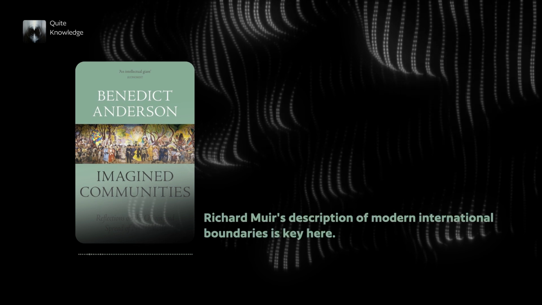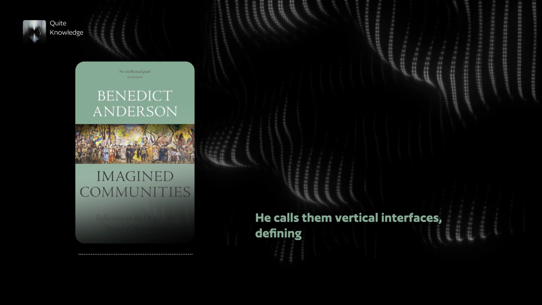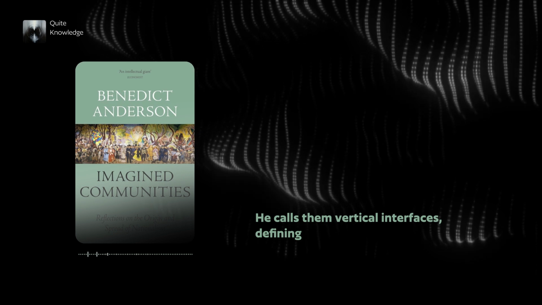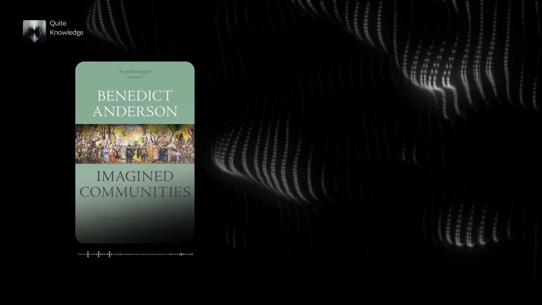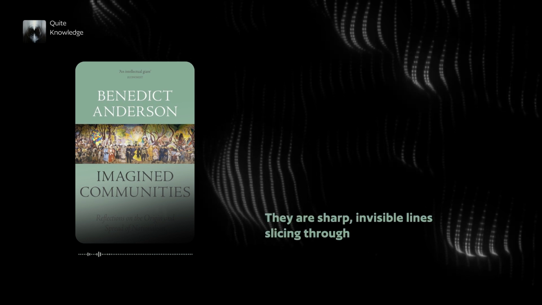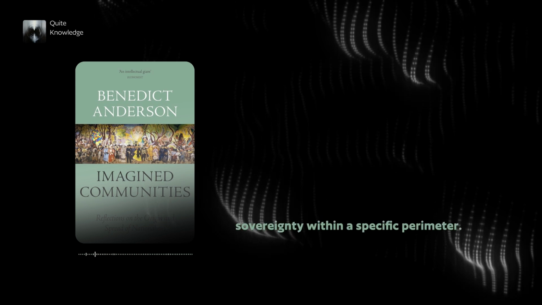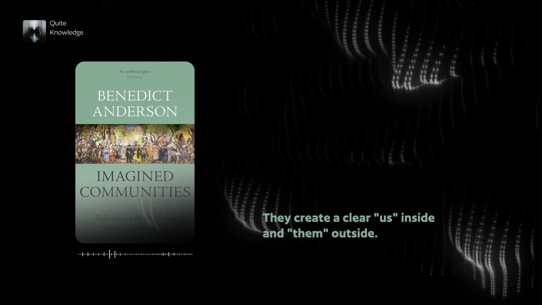Right. Richard Muir's description of modern international boundaries is key here. He calls them vertical interfaces, defining sovereign authority, lines that have technically no horizontal extent. They are sharp, invisible lines slicing through the air and across the ground, defining absolute sovereignty within a specific perimeter. They create a clear us inside and them outside.